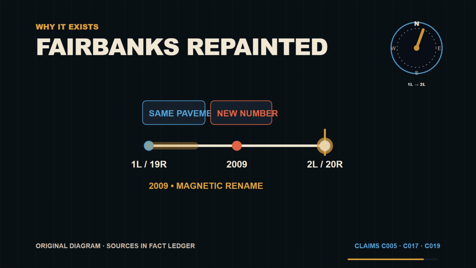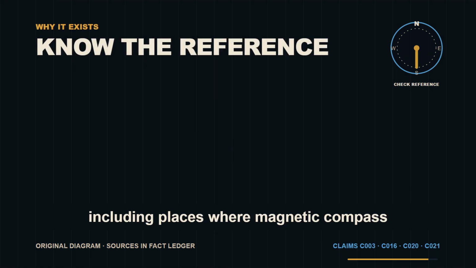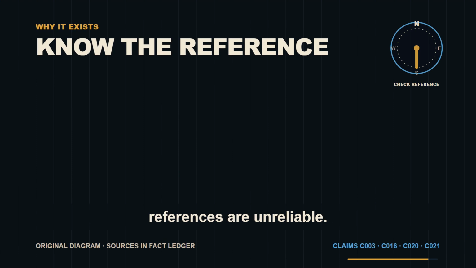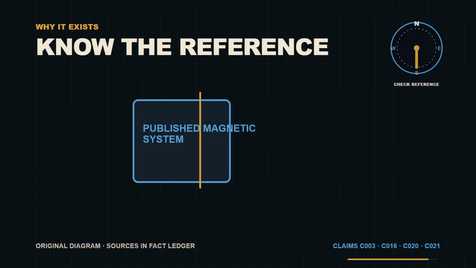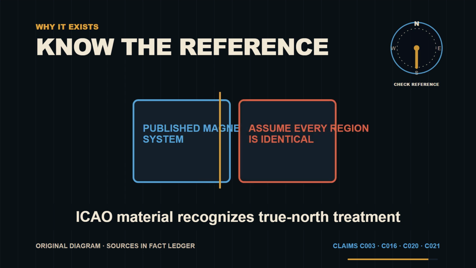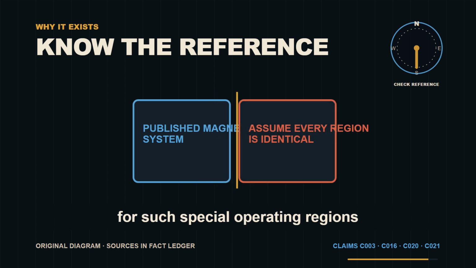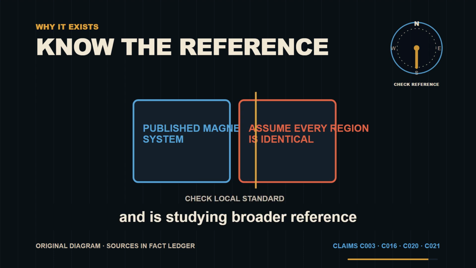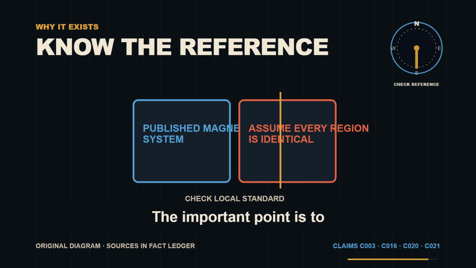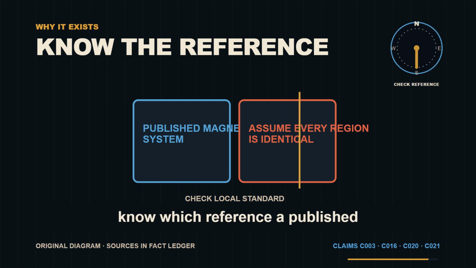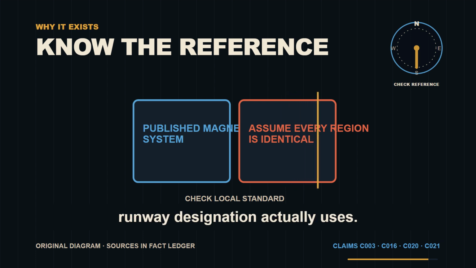There are exceptions at the edges of the system, including places where magnetic compass references are unreliable. ICAO material recognizes true north treatment for such special operating regions and is studying broader reference questions. The important point is to know which reference a published runway designation actually uses.